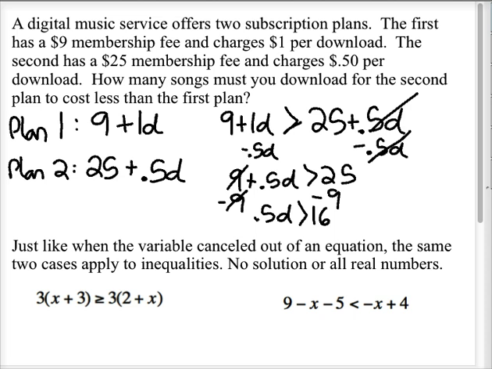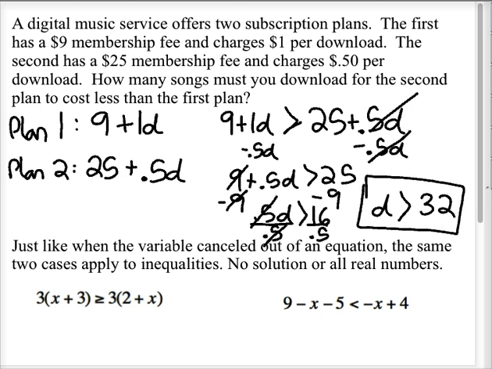So 0.5 is multiplying my d. So that means I want to divide by 0.5. So I divide by 0.5. 16 divided by 0.5 gives me 32. So if you download over 32 songs, that second plan is going to be cheaper than the first plan.